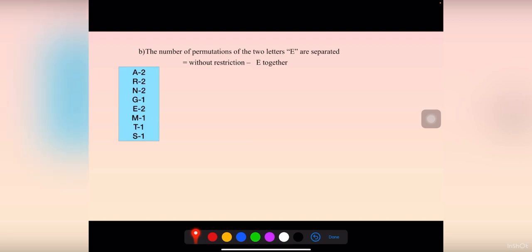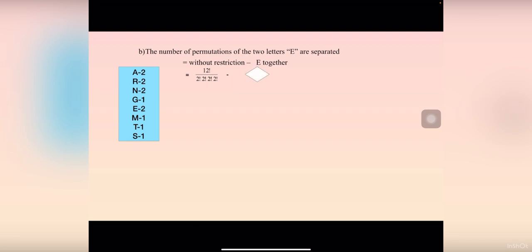Okay, now we go to B. The number of permutations where the two letters E are separated is equal to without restriction, minus E together. Without restriction, altogether we have 12 letters, and we have A twice, so 2 factorial, R twice, so 2 factorial, N 2 factorial, and E 2 factorial. This is without restriction. And then minus E together.